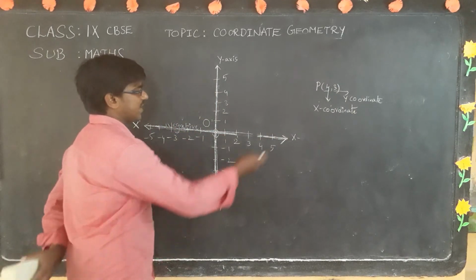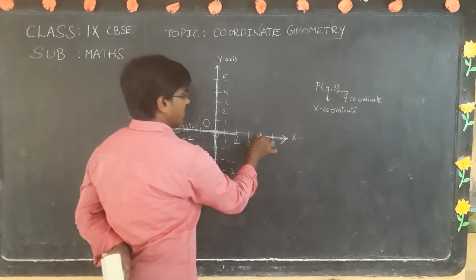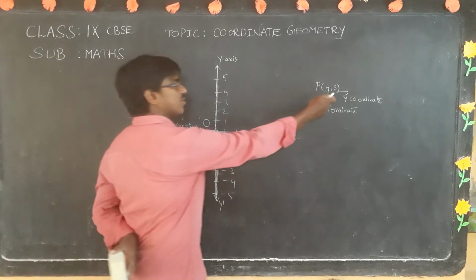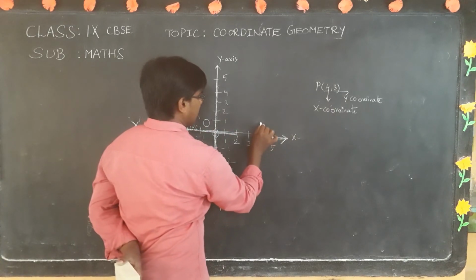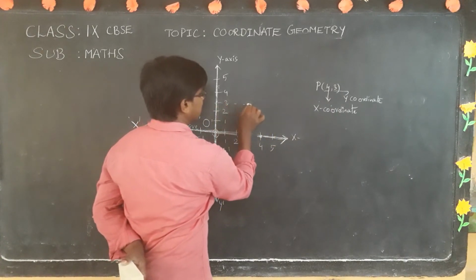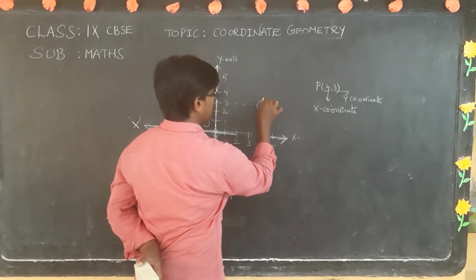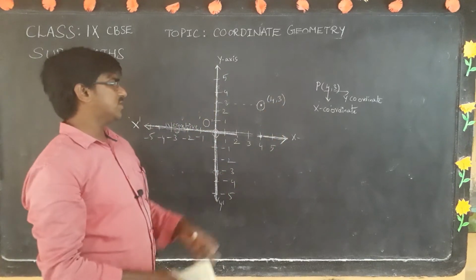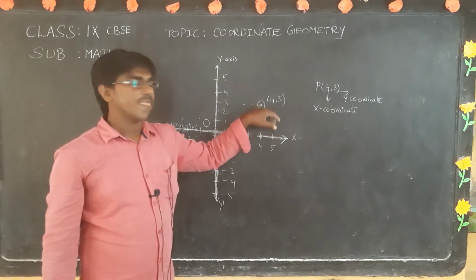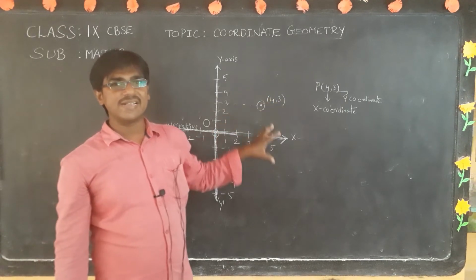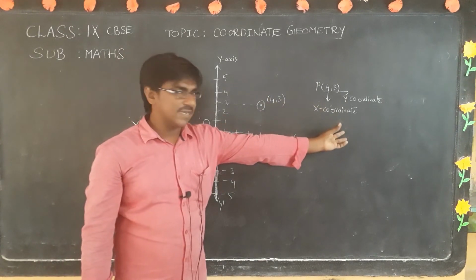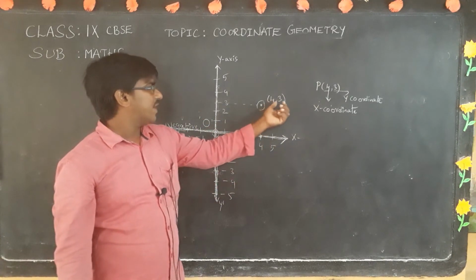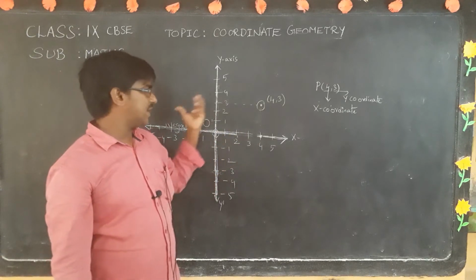What is the x coordinate? X coordinate is 4. This is 4, the perpendicular distance from the y axis. And then what is the y coordinate? 3. So through that line, if we come here, this is 3 and this is 4 comma 3. This represents the point. So like this, we can describe the position of a point exactly by using coordinates. So that is nothing but coordinate geometry. Okay, like this we can represent the point in a plane.